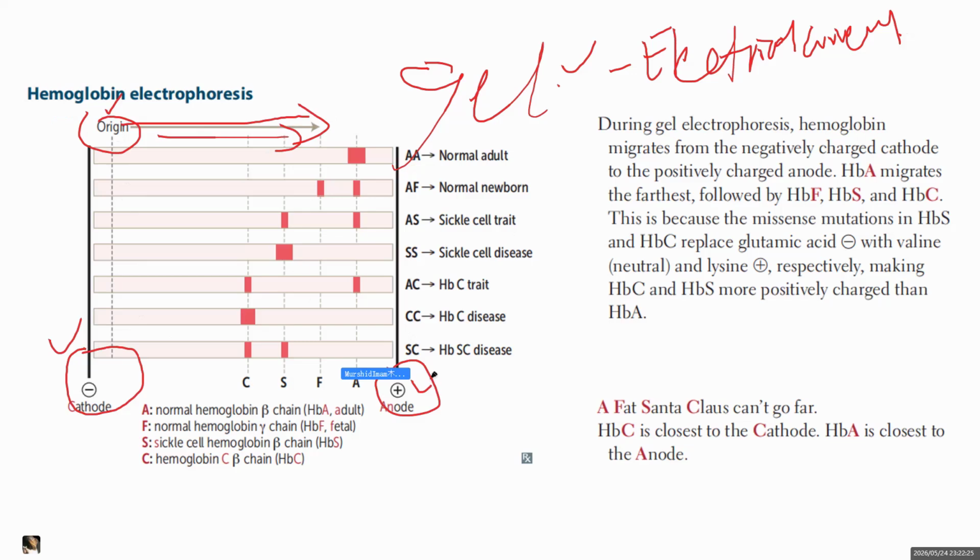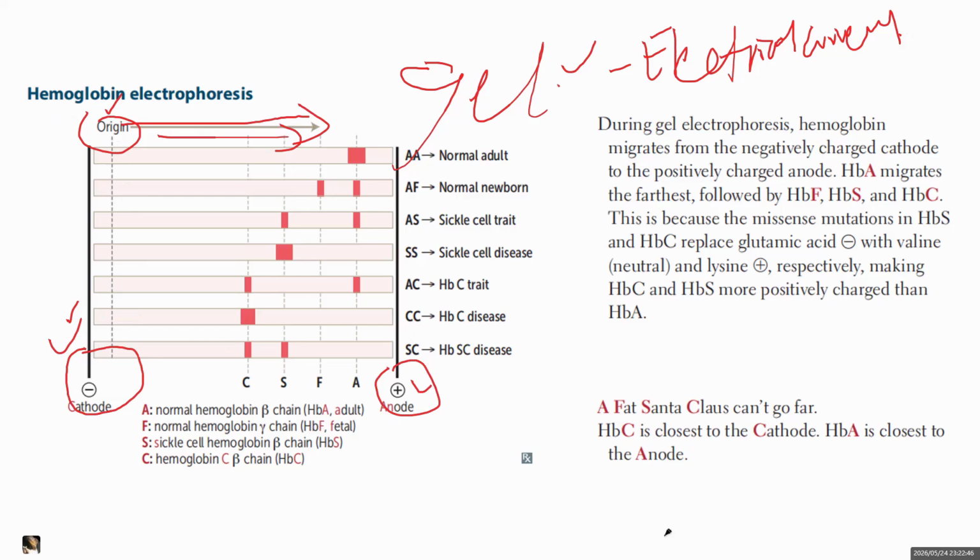This is very important because the more negative a hemoglobin type is, the more strongly it is attracted towards the positive anode and the farther it travels. The more positive it is, the less far it goes, so it stays closer to the cathode. The whole overall story depends upon the charge.